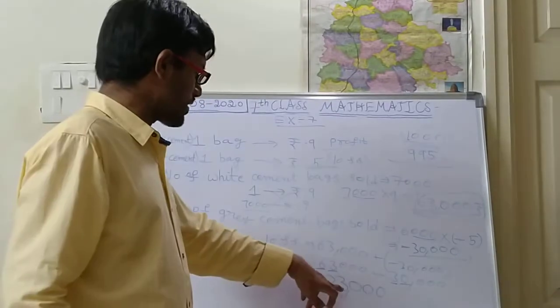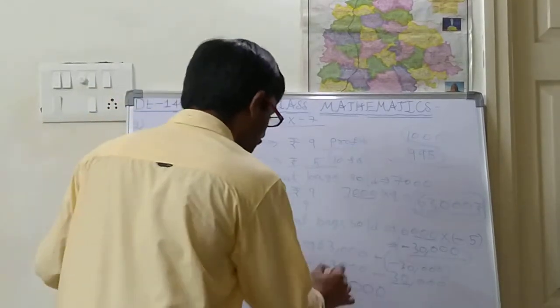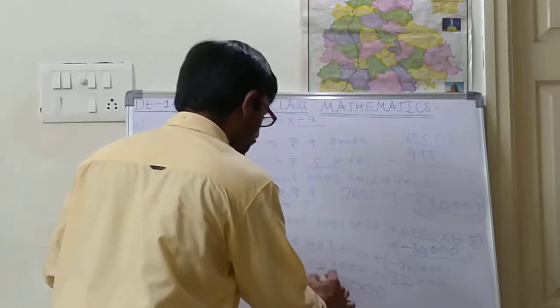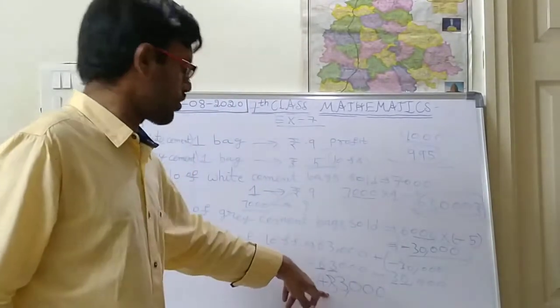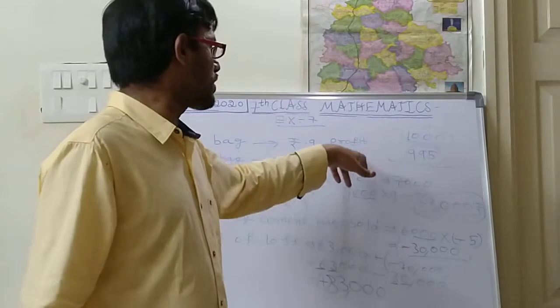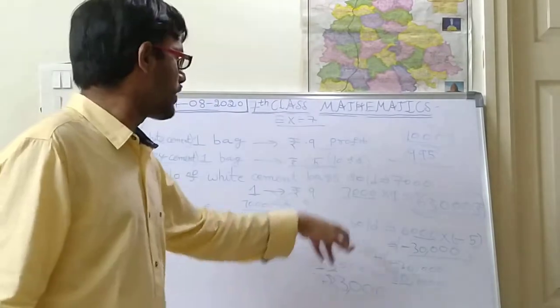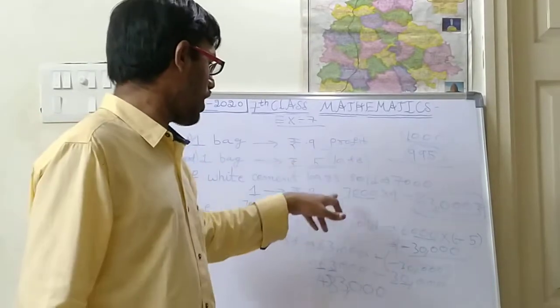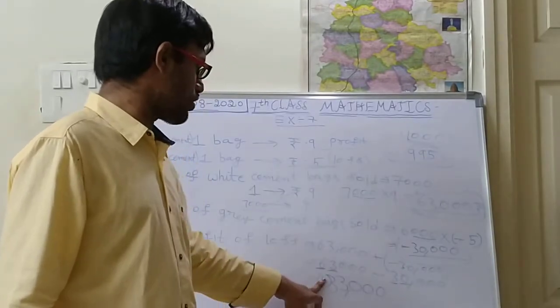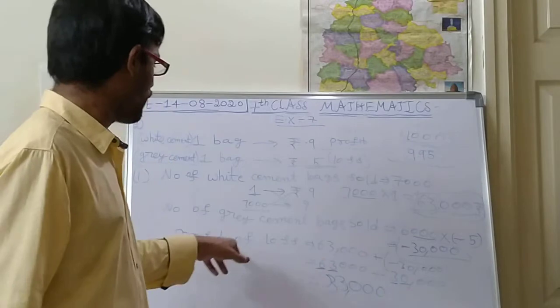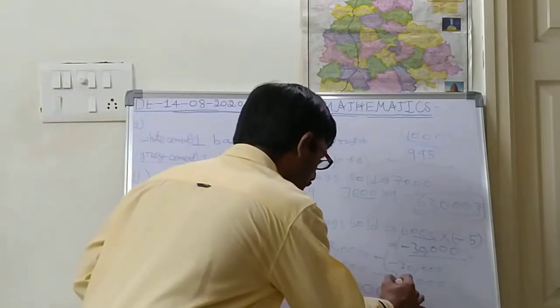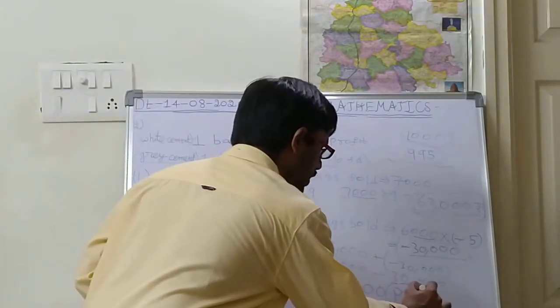So plus 33,000. So here in the answer plus came. Plus came means profit. Suppose here if they got minus, it means they have loss. But here plus came. So that's why, either profit or loss, it means 33,000 profit.